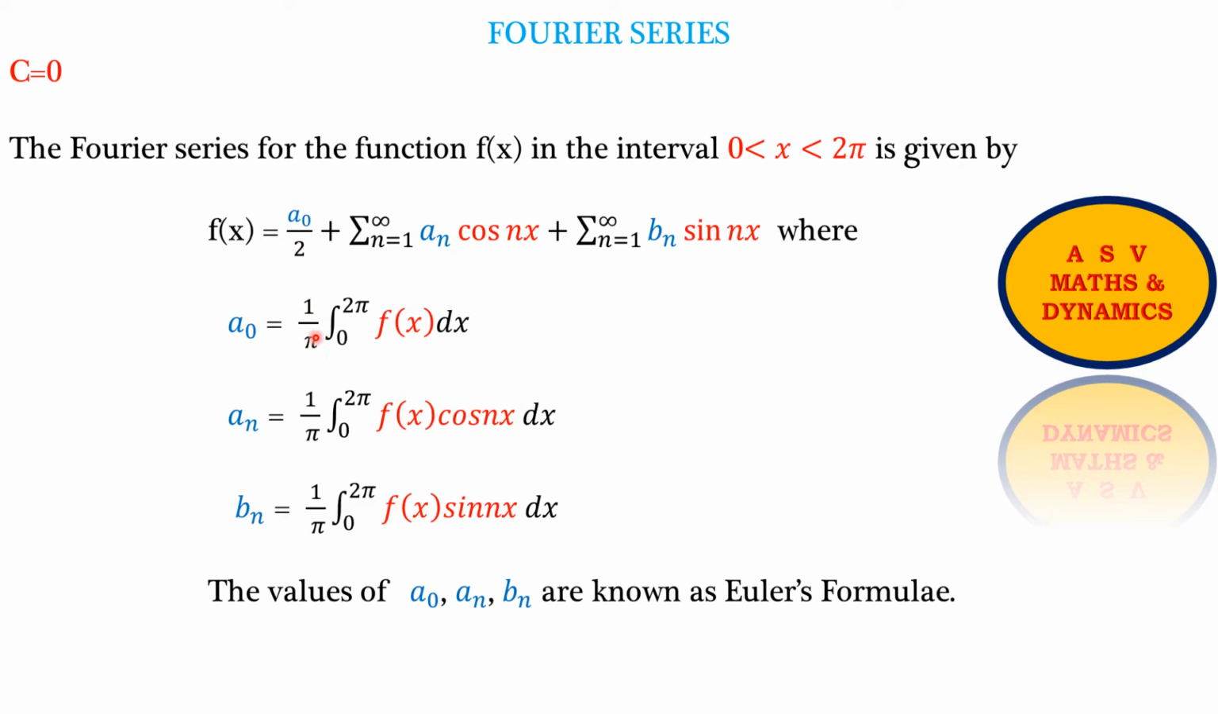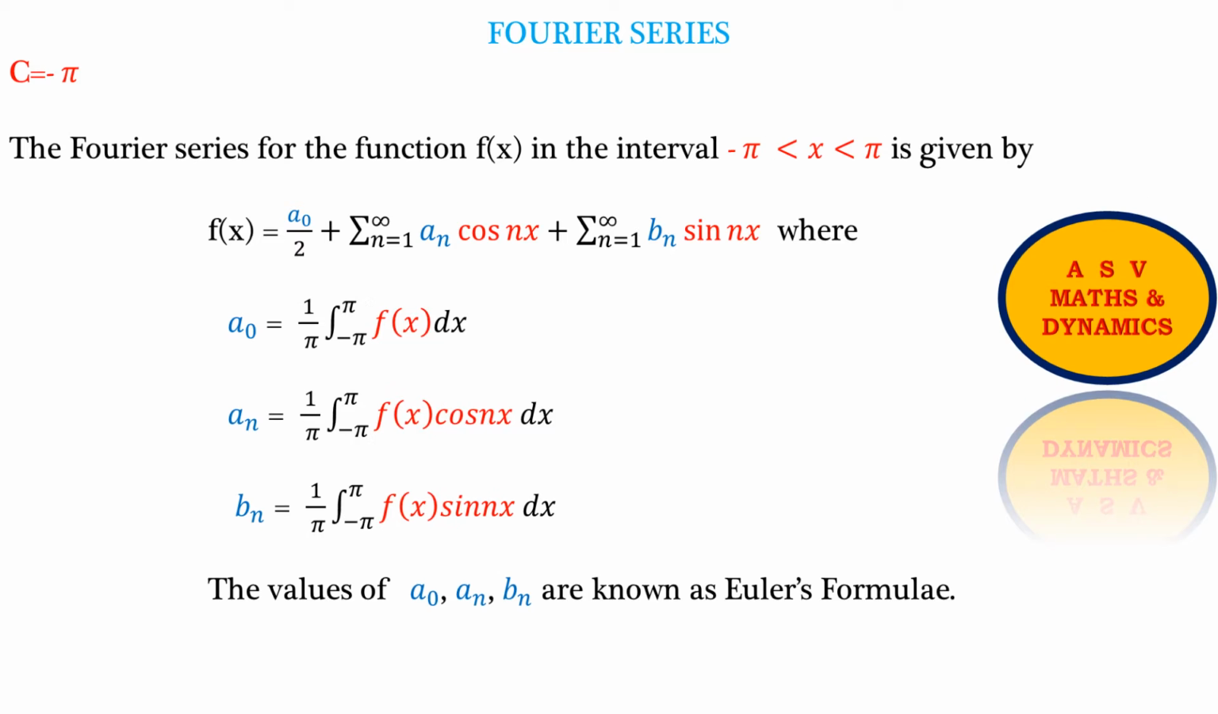So you see here the interval 0 to 2π, here also you have to change the interval: a naught is 1 over π integral 0 to 2π f of x dx, a n equal to 1 over π integral 0 to 2π f of x cos nx dx, b n is equal to 1 over π integral 0 to 2π f of x sin nx dx. So once the interval changes, in the coefficients you have to change the limits. This is very important in the Fourier series.